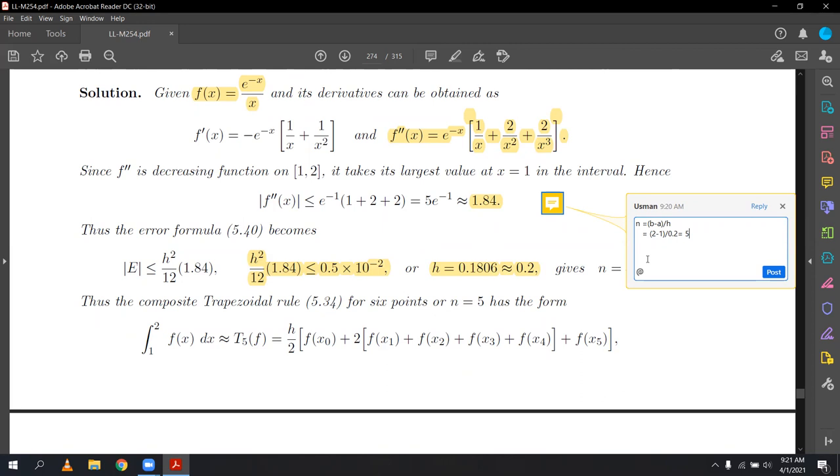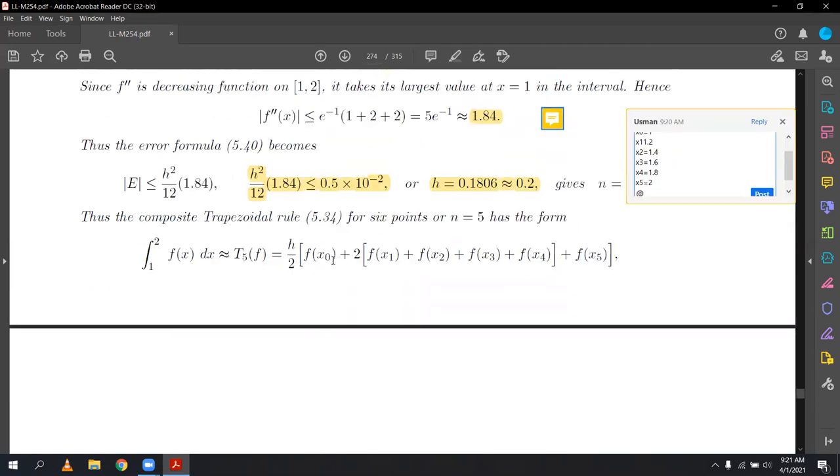So how can you use x naught, given by the teacher, 1. Now you can find x1, because you already know your h is 0.2. So this will be 1.2. Then x2 will be 1.4. x3 will be 1.6. And x4 will be 1.8. And what is x5, the final point? Up to the limit, which is this.